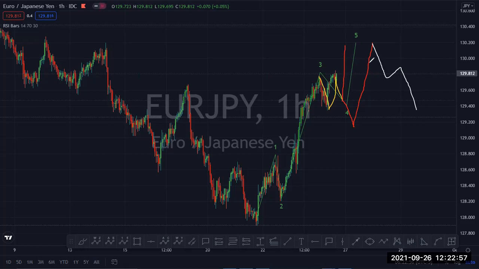So watch out for this type of move, either here or a drop here, then here. After that, big drop. This might take time, wait for it to happen. Then after that, we see a very sharp move. Okay, so for now, that's all I can see on that.